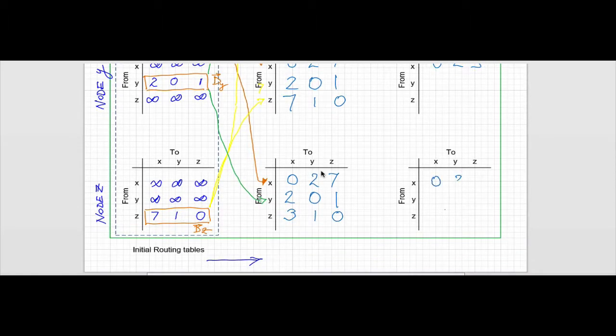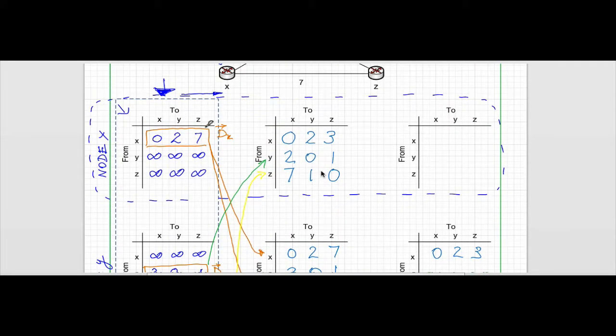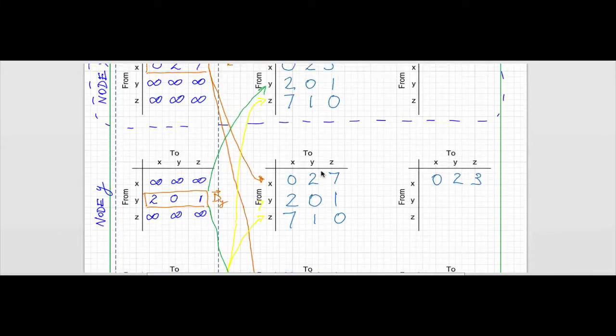Why does it do this? Because notice this. There was an update here. This value went from 7 to 3, so this means that X is going to send this update to everybody else so that the rest of the nodes know about this. So X sends that to Y and to Z, and Y also has a change.